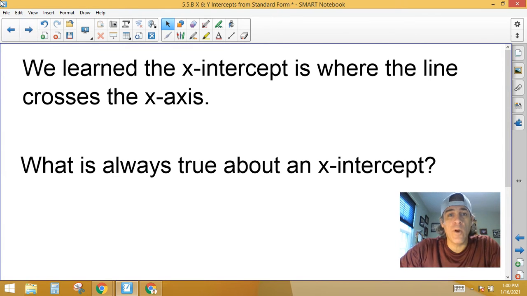What will always be true about an x-intercept? The y value will be 0. The y value will always be 0 of an x-intercept. And if we switch that, that will also always be true: the x value of a y-intercept will always be 0 as well.